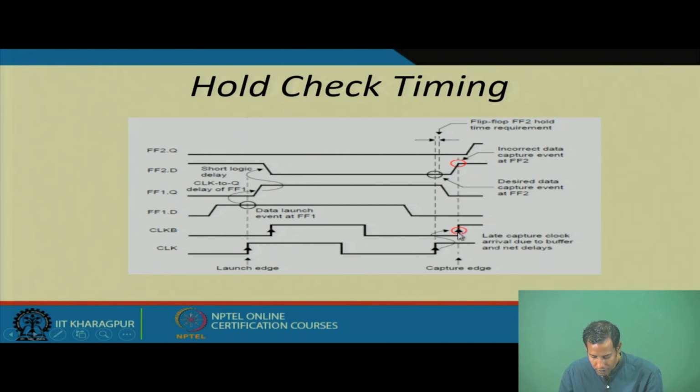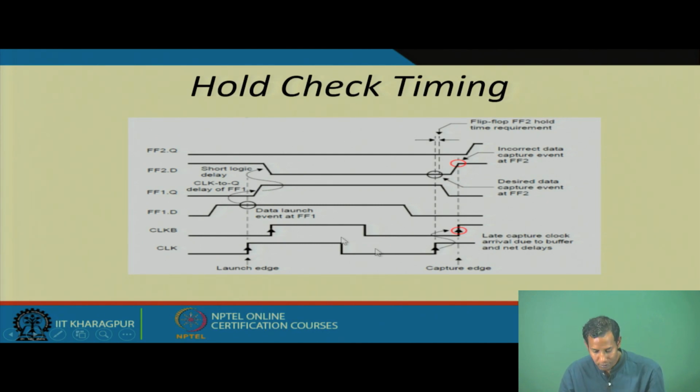So, whenever we consider this particular edge, at that edge the data is also changing. What we know is that before the clock edge arrives and after the clock edge arrives, the data should not change. Again, at this particular edge the data is changing, so it cannot recognize the data properly. So, at that time in flip flop 2 you will have a hold time violation.